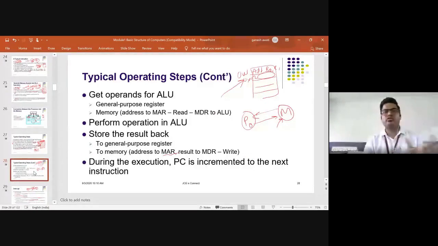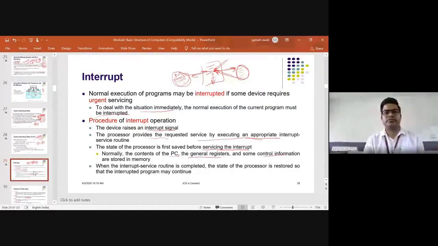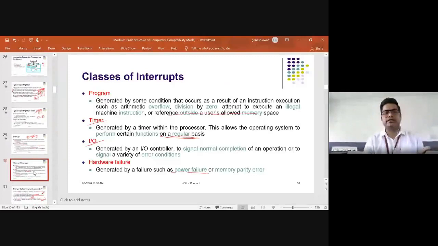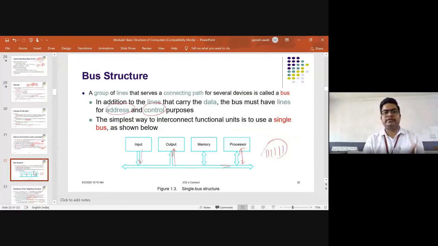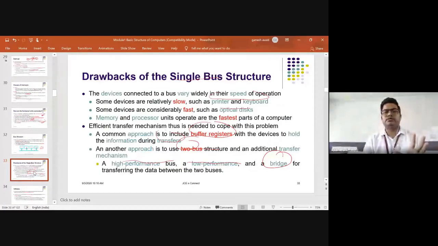Then we talked about what interrupts are and the different classes of interrupts. Then we talked about how the functional units are connected. They are connected through a bus, and if they are connected through a single bus, what are the drawbacks of that. That is also something we discussed.